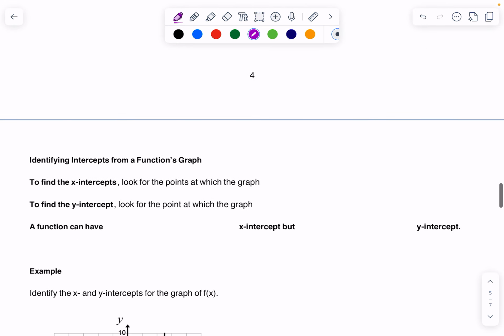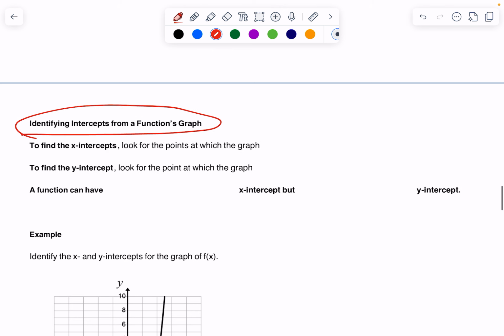All right, next thing, we're going to go ahead and identify intercepts from a function's graph. So to find the x-intercepts, look for the points at which the graph crosses the x-axis. To find the y-intercept, look for the point at which the graph crosses the y-axis.